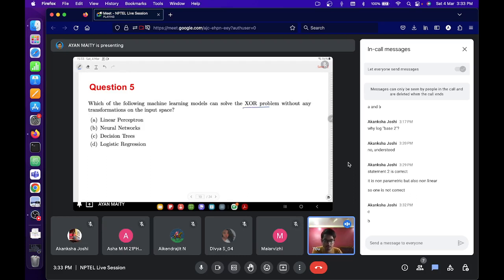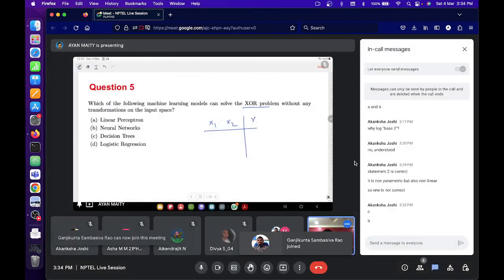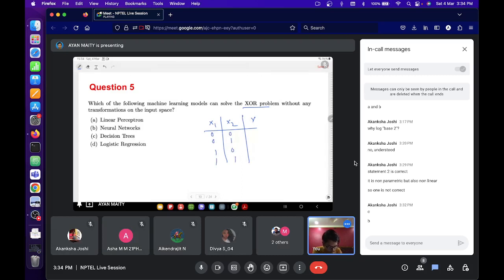So the XOR problem, I hope all of you understand what it is. In the XOR problem, if these are the two inputs x1, x2 and y is the output, then when the two inputs are equal, we get 0, and when the two inputs are different, we get 1. So this is the output for XOR.